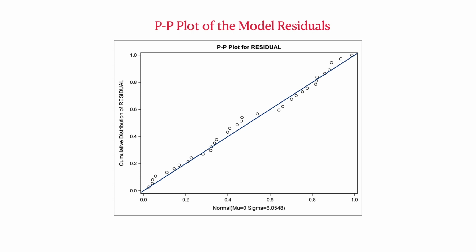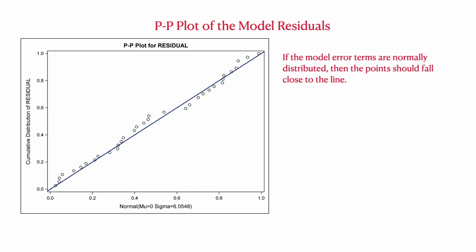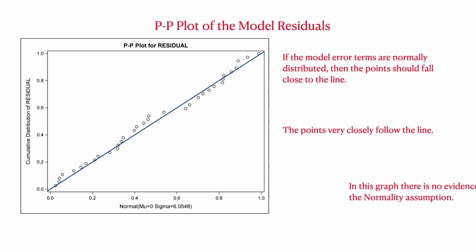Here we have the PP plot for the model residuals. This is essentially a scatter plot of the empirical CDF of the residuals versus the corresponding values from the CDF of the approximating normal distribution. Now, if the model error terms are indeed normally distributed, then the points on the graph should fall closely to the line. As we can see, the points do very closely follow the line, and so in this graph there really is no evidence against the normality assumption.